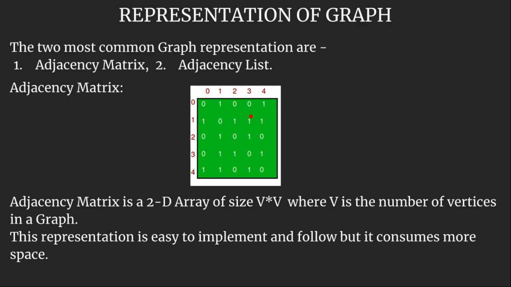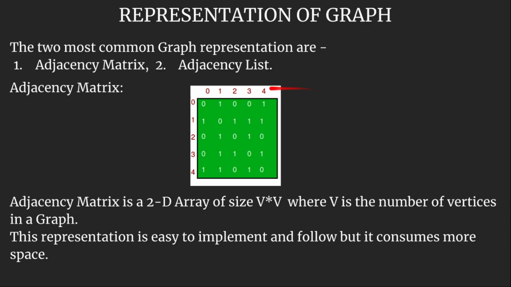Now let's move forward and learn about the representation of graph, that is, the ways in which we can represent the graph data structure. The two most common graph representations are adjacency matrix and adjacency list.